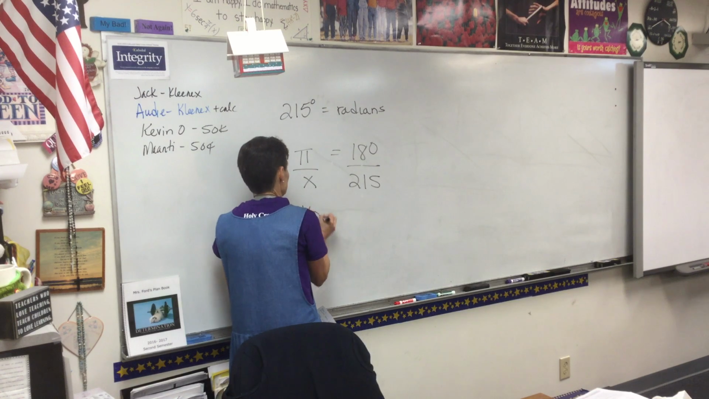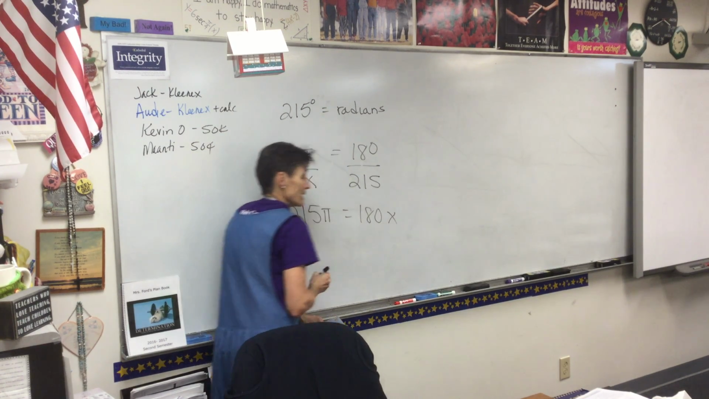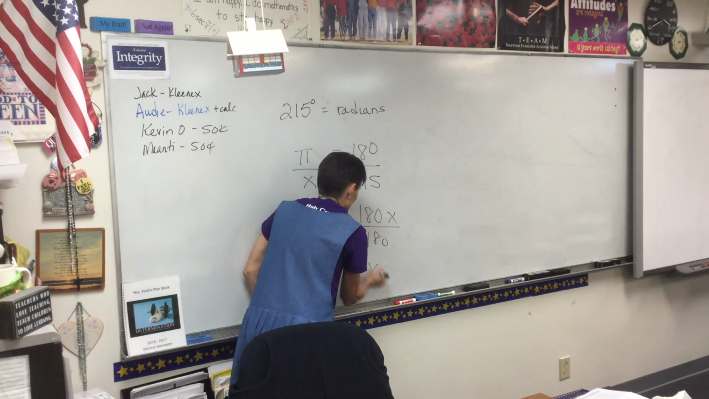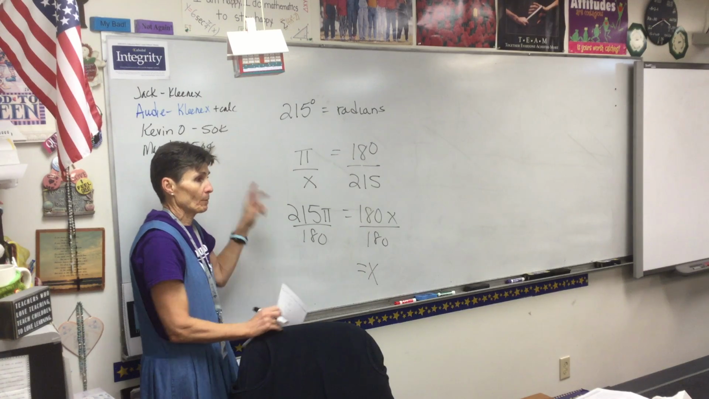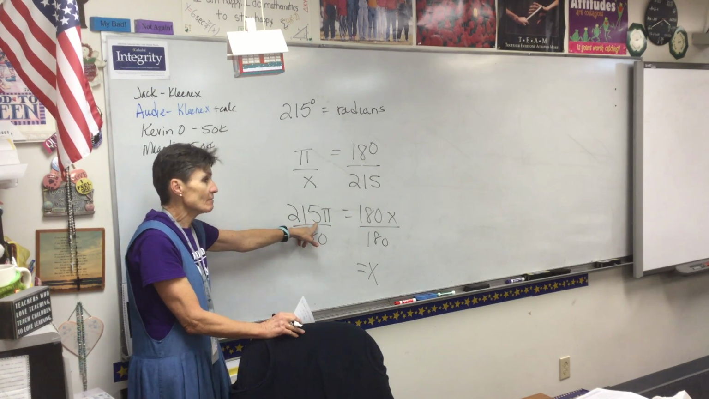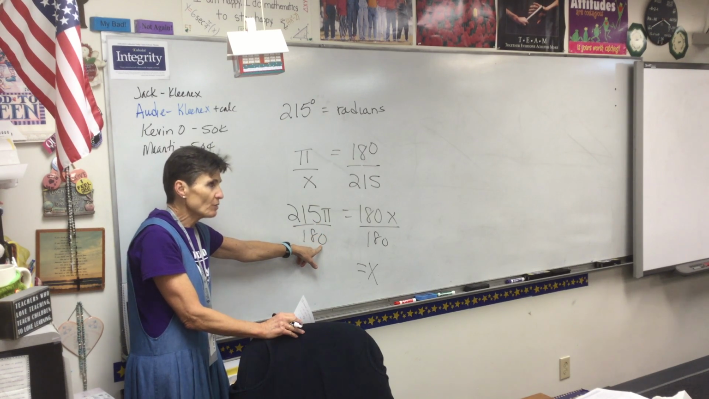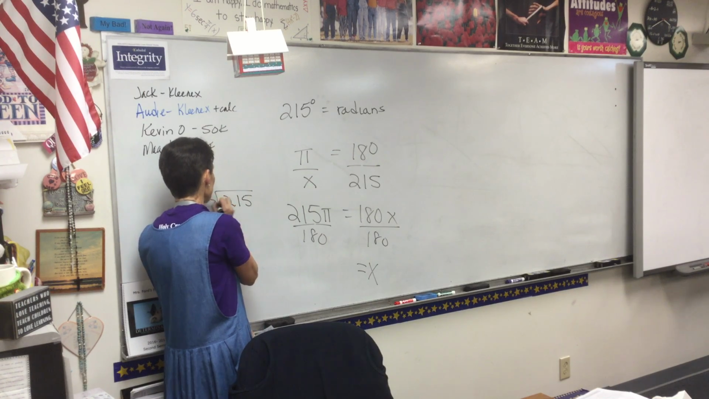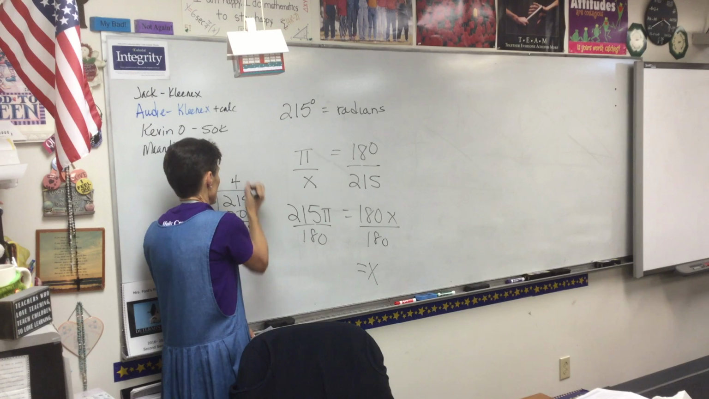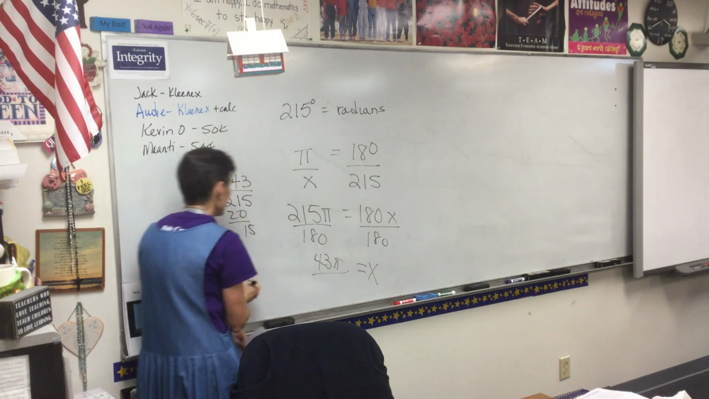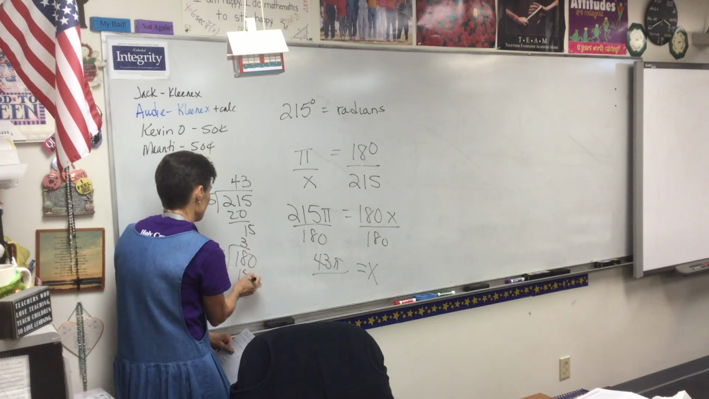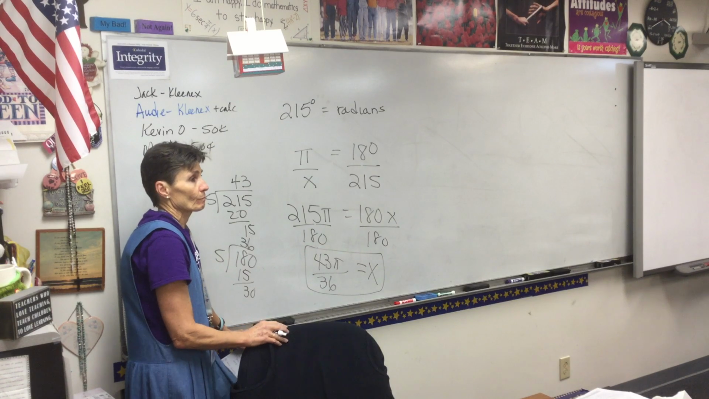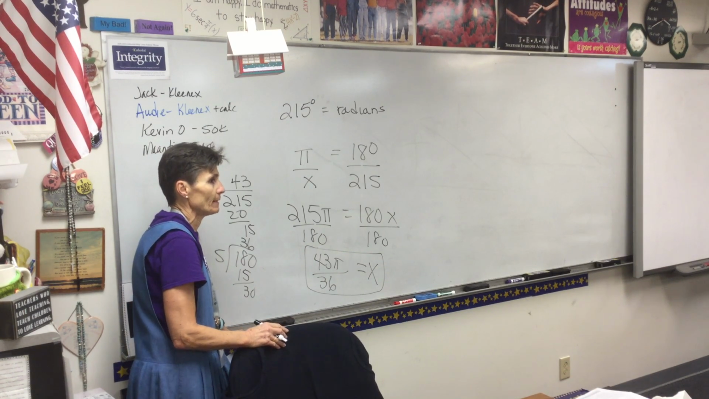Now we'll cross multiply. Some of you missed this on your quiz. I don't understand how that can happen. So we'll divide by 180. Now, these are big numbers, but they're easy numbers. If that ends in 5 and that ends in 0, then what do I know for sure I can reduce this by? 5. So I'm going to take 215 divided by 5, and that's 43 pi over, and then 180 divided by 5, and that's 36. Now, will that reduce any further? 43 is a prime number, isn't it?